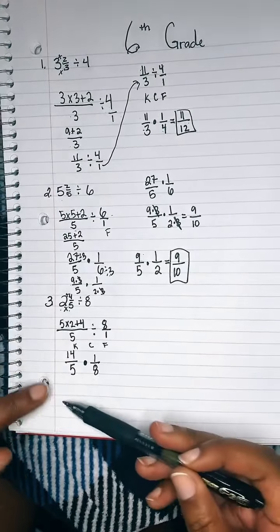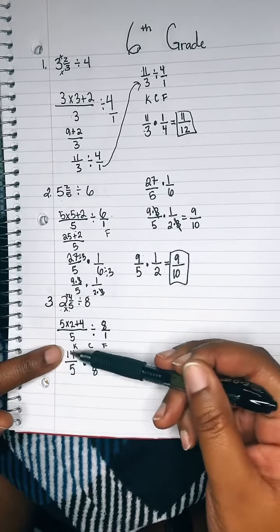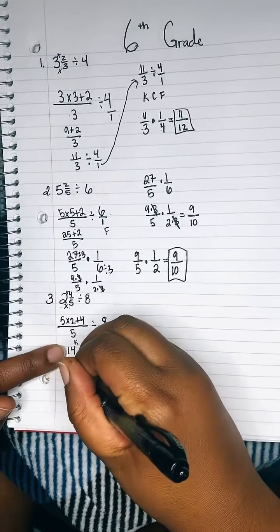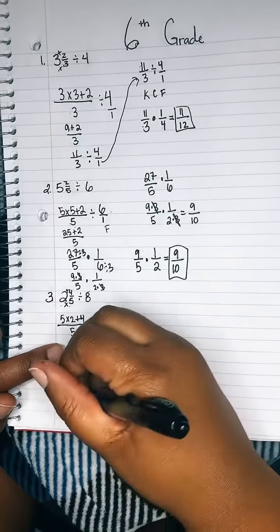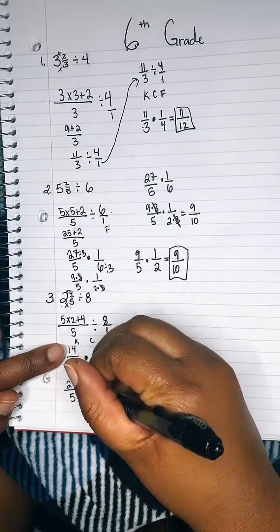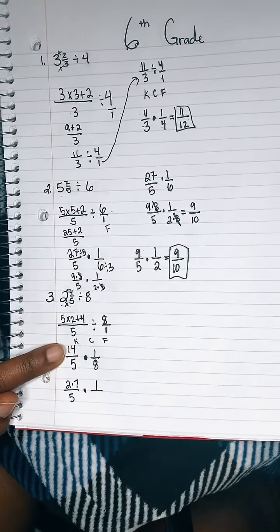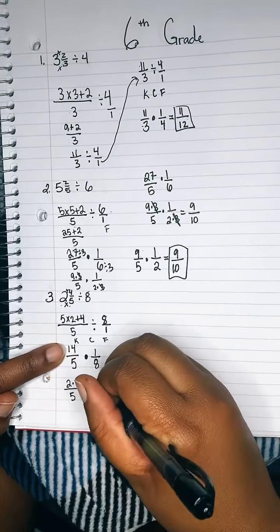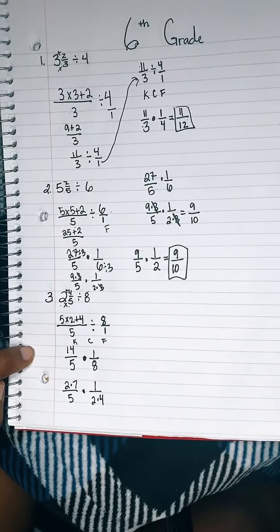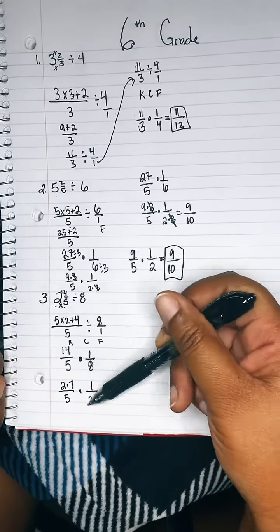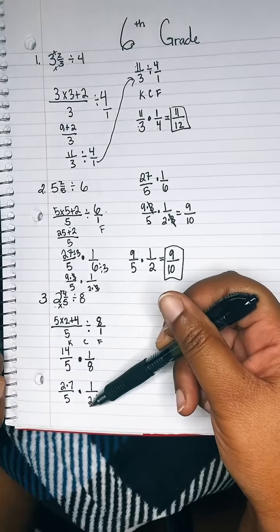So I'm going to write it step by step. What I'm saying is, what times what gets me 14? Well, 2 times 7 gets me 14. And I'm going to put that over 5. Then I'm going to do what times what gets me 8? Well, 2 times 4 gets me 8. Now you're able to see that you have 2's that you can cross out.